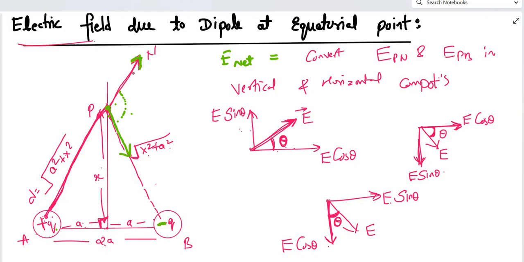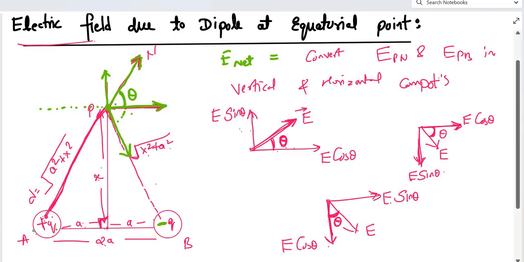So here I will break EPN into two parts. So you can say this is my EPN. Can I break it into parts? This is my horizontal part and this is my vertical. Let me use green color for EPN. So this is horizontal, this is vertical, and I am taking this angle as theta.